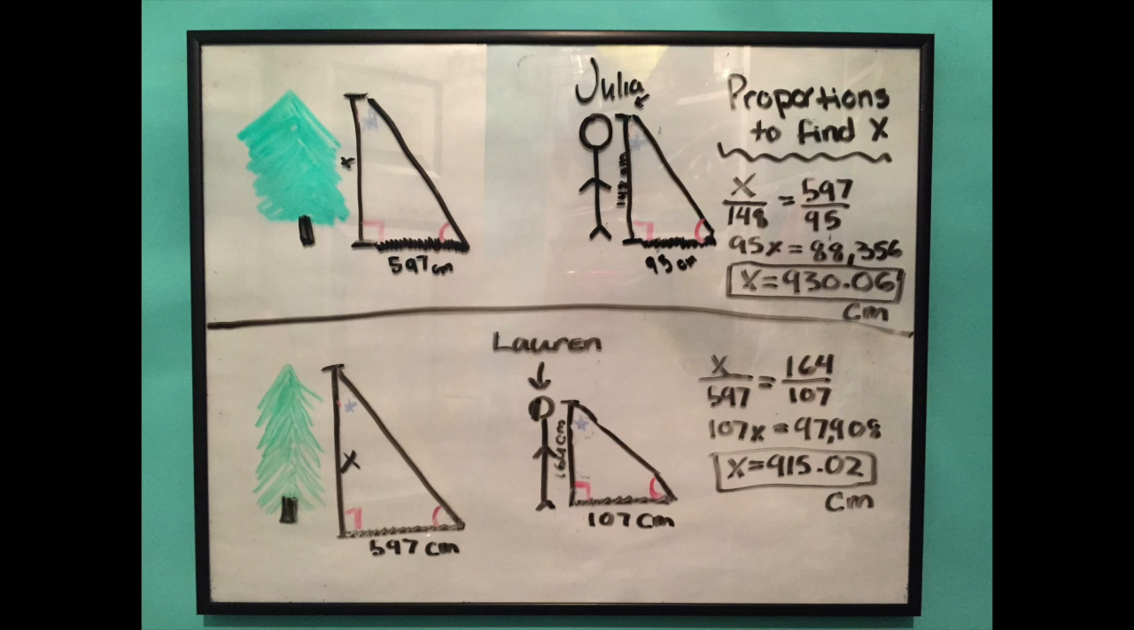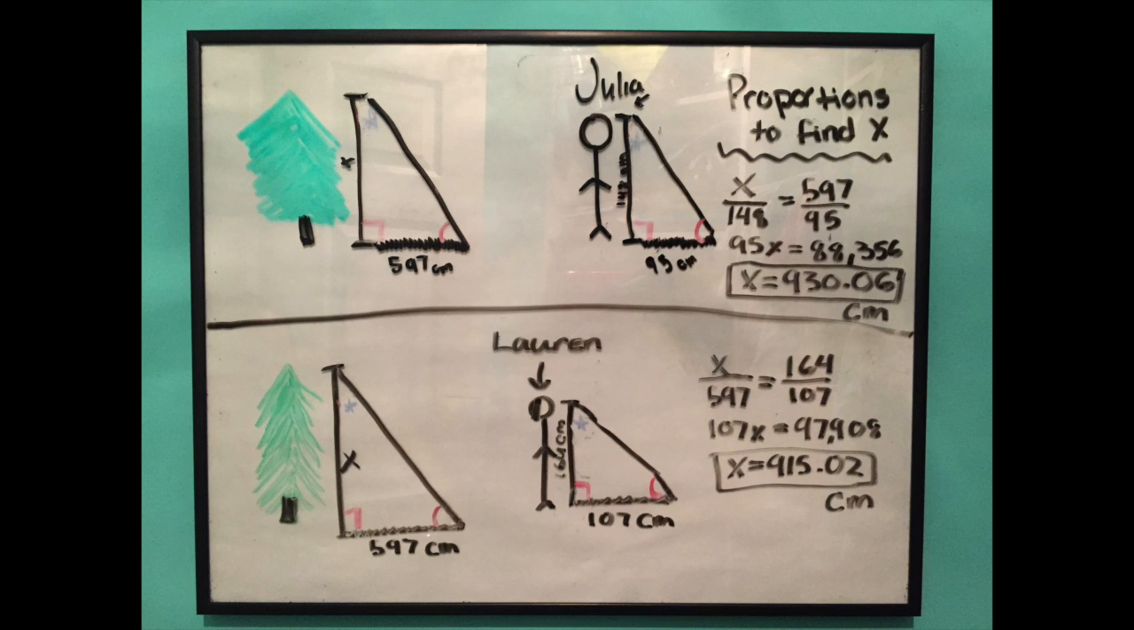Now for the complicated part. It's not that complicated. It's actually quite simple. To find the height of the tree, all you have to do is use proportions. That's right, because they are similar triangles, so that means we can take the height and the base to create a proportion, then solve for x to get the height. For me, we first took the height of the tree, which is unknown, or x, and put it over my height, which is 148 centimeters. Then we put the length of the tree's shadow, or 597 centimeters, over the length of my shadow, 95 centimeters.